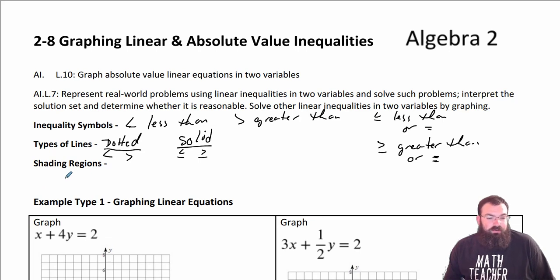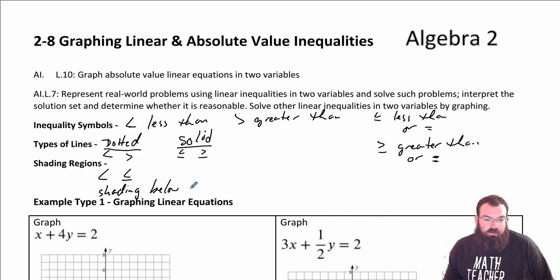In order to shade the region, if you have less than or less than or equal, basically we're shading down, shading below the line. If you have greater than or greater than or equal, obviously we're going to shade above the line, right? Pretty opposite versus the other one.